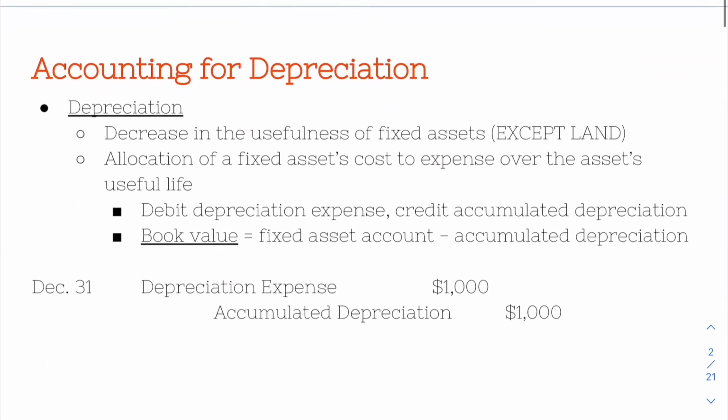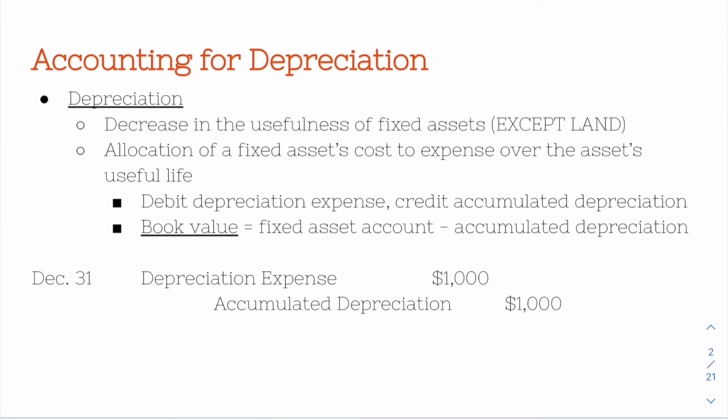Okay, so fixed assets are depreciated, and depreciation is the decrease in the usefulness of fixed assets, except for land. We do not depreciate land. We'll depreciate machinery, equipment, buildings, etc., but we don't depreciate land. Depreciation is the decline in the usefulness of fixed assets, and we allocate a portion of the fixed asset's cost to expense over the asset's useful life. So over time, as we use the asset and it becomes less valuable, we allocate a portion of the fixed asset's cost to an expense every year as we move forward.